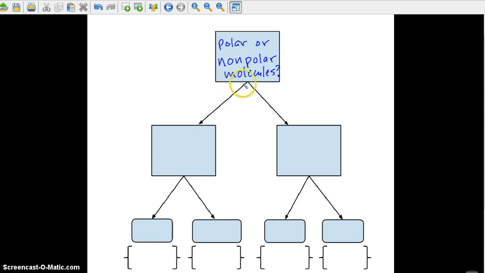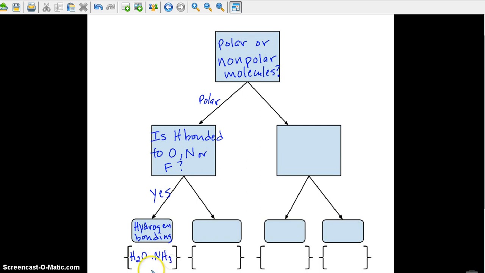All right, so let's say we have a sample of polar molecules. So let's go this direction on our flow chart, okay? So if our molecules are polar, then we need to ask ourselves, is hydrogen bonded to oxygen, nitrogen, or fluorine? Because if it is, then what type of intermolecular attraction do we have? We have hydrogen bonding. So some examples of this, like we've seen before, are water is an example. Ammonia, which is NH3, is an example.